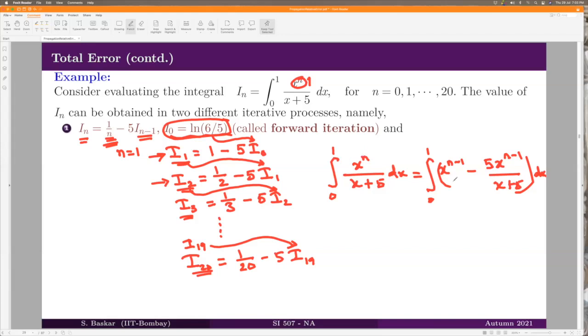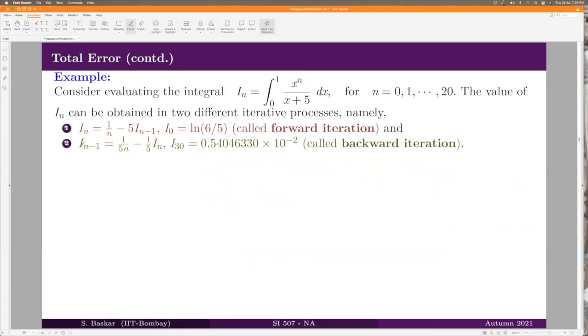And now you integrate this, you will get x to the power of n by n evaluated from 0 to 1, minus 5 times I n minus 1, and that is precisely what we have written as our iterative formula. I can also write the same formula, that is this one, in this form.